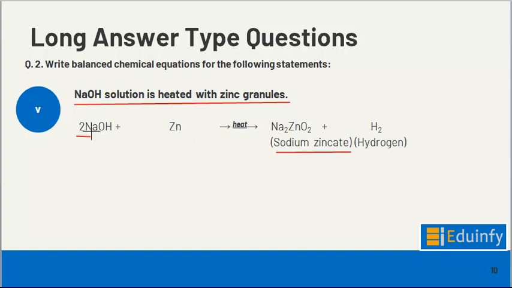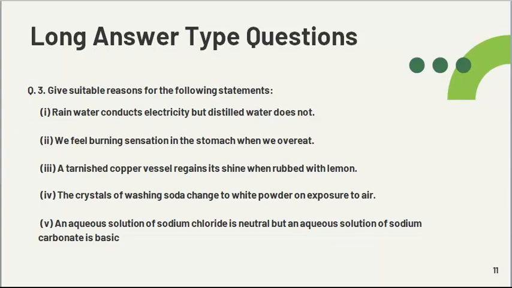Now sodium is balanced on both sides. Oxygen is also balanced on both sides. Hydrogen is also balanced on both sides, and zinc is also balanced. So this is a balanced equation. Moving on to next question. Next question is, give suitable reasons for the following statement. Rainwater conducts electricity but distilled water does not.